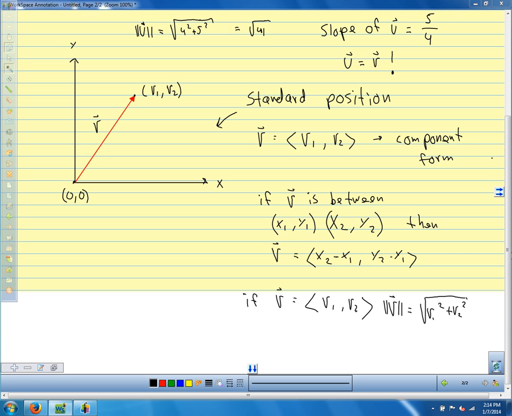So we have this thing that has a magnitude and a direction. In order for vectors to be equal, they have to have the same magnitude and same direction. Our standard position is when our initial point is at the origin, and our component form tells us how far we go in the x direction, how far we go in the y direction. So a couple of other things about magnitudes, and then we're going to start doing some things with vectors.